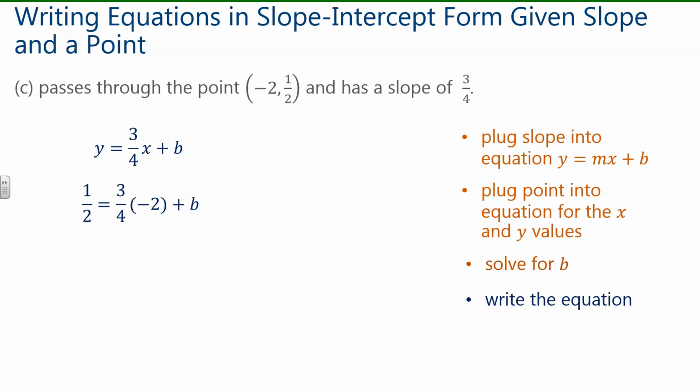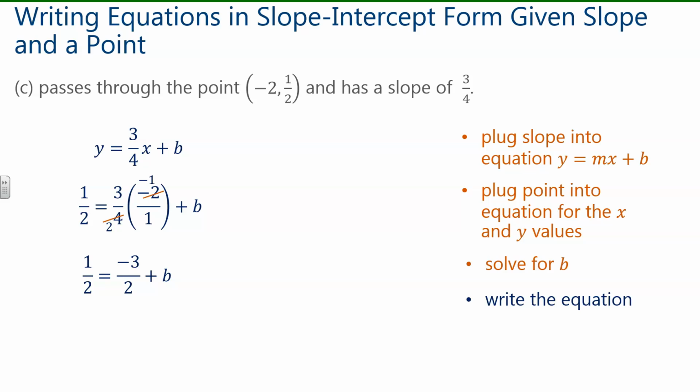Now to solve for b, I note that this is similar to a previous example where we can change -2 into a fraction, so feel free to do that. Now you can see that -2 and 4 can reduce. They can both be divided by 2. That leaves us with a -1 up top and 2 in the bottom. Now multiply those fractions. 3 times negative 1 and 2 times 1 gives you 1/2 equals negative 3 over 2, and then plus b.